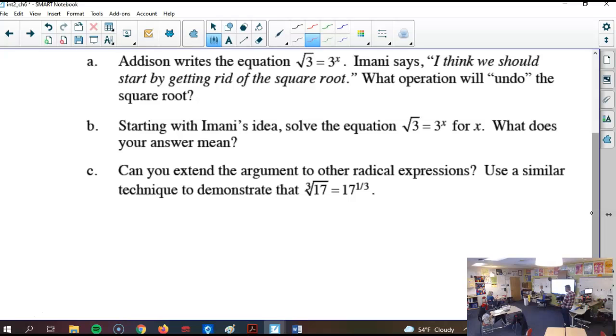Is there a way that we could write out a reasoning of why this works? Saying, well, because our calculator did it for us, isn't really it. Oh, I can do it. 17 to the first equals 17. And cube root 17 equals cube root 17.